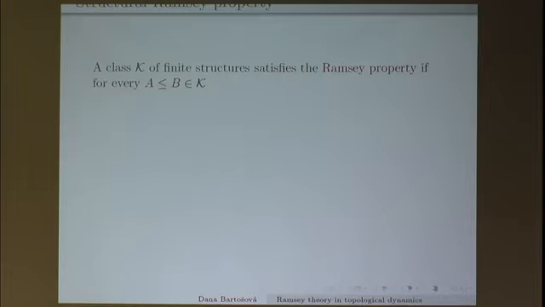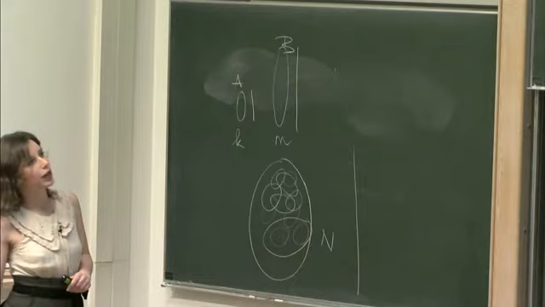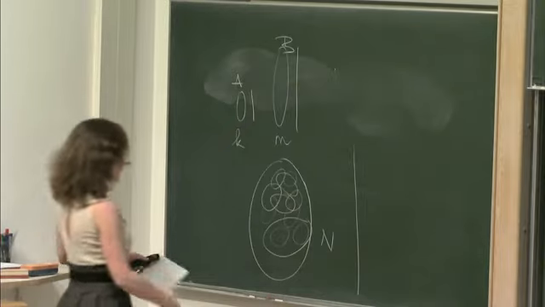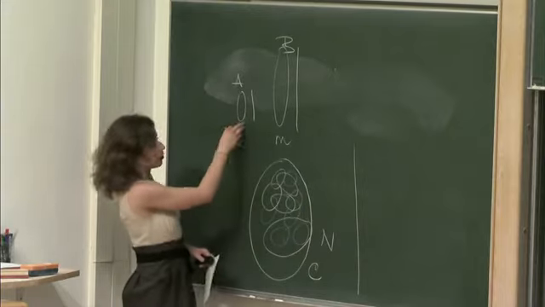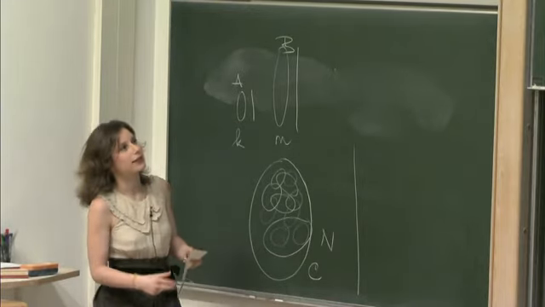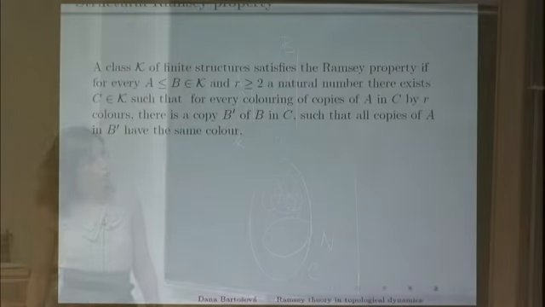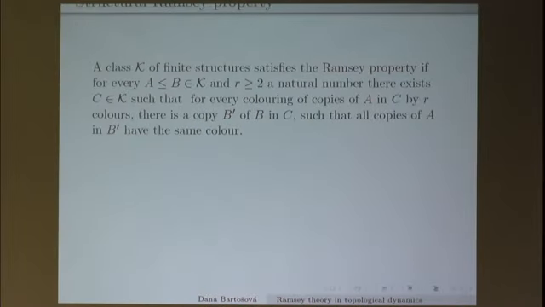So a class of finite structures satisfies the Ramsey property if we now think of these, instead of just sets, as arbitrary structures in a first-order language. For now, we will go into other languages. So we have a small structure and a medium structure and a number of colors, and we are looking for a large structure such that no matter how we color copies or embeddings, but let's make it easier for copies, of the small structure in the large one, there is a copy of the medium structure inside of the large one, such that all the small copies have the same color.